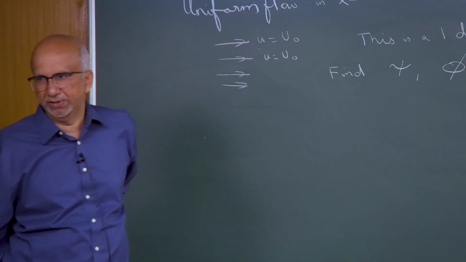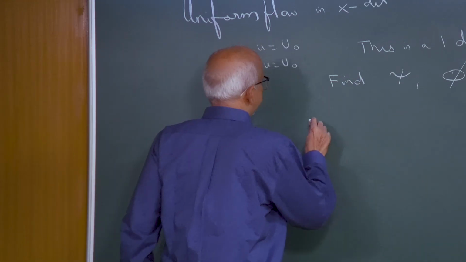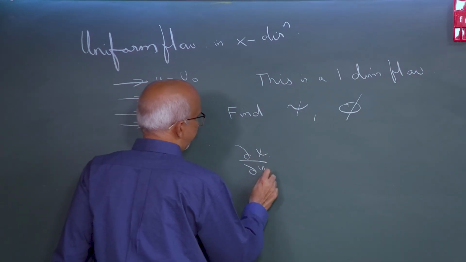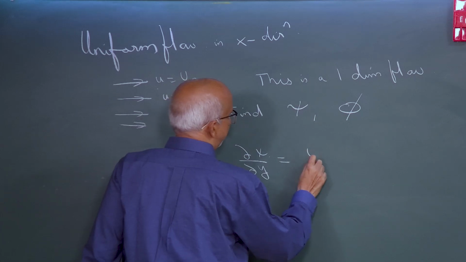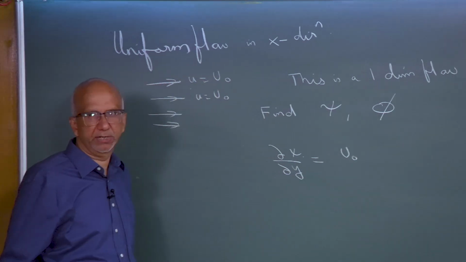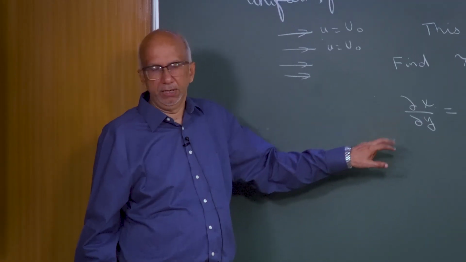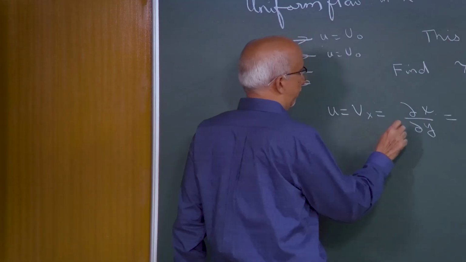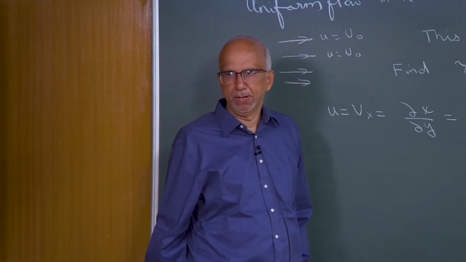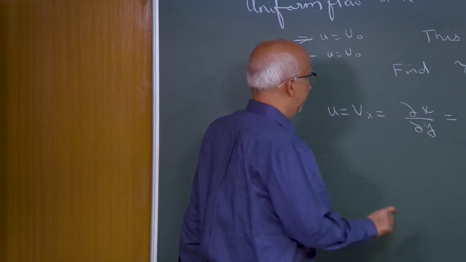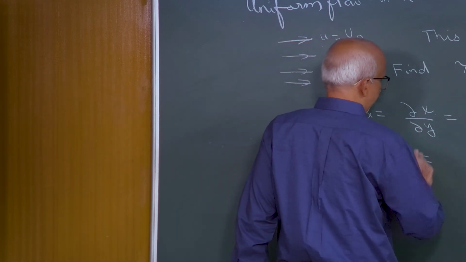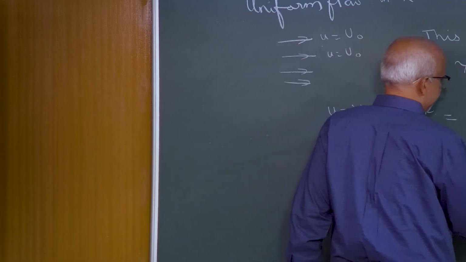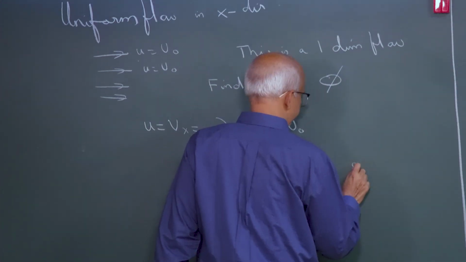Since the velocity is given, d psi by dy must be equal to u naught. This is the x component of velocity, and in terms of stream function, this is Vx or u, which is the x component of velocity, is given like this, okay. So, now I want to calculate the stream function. So, stream function is given as integrate this thing, u naught y plus some function of x, okay.